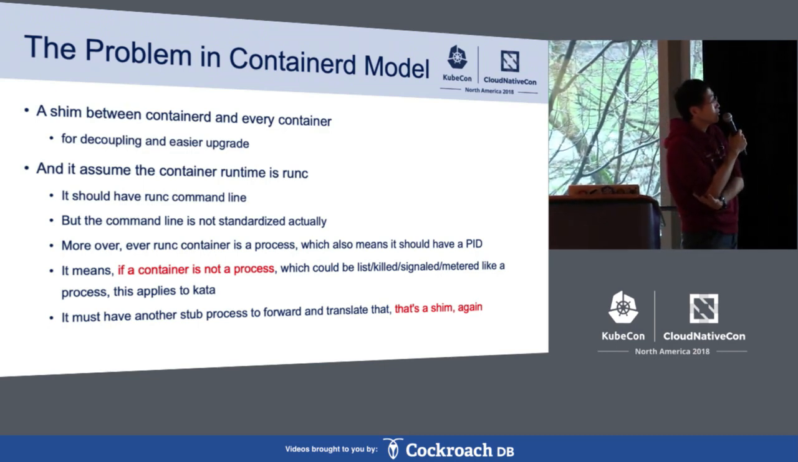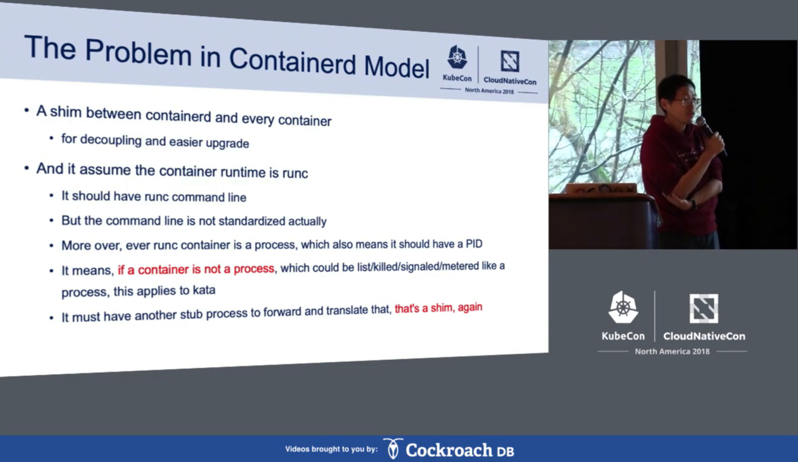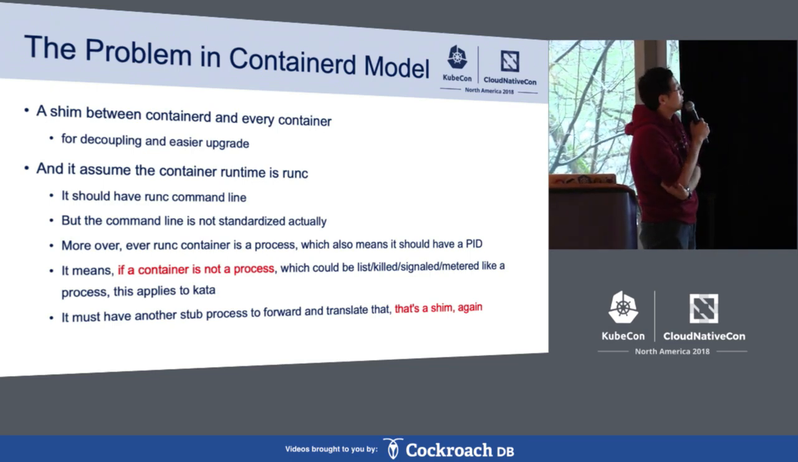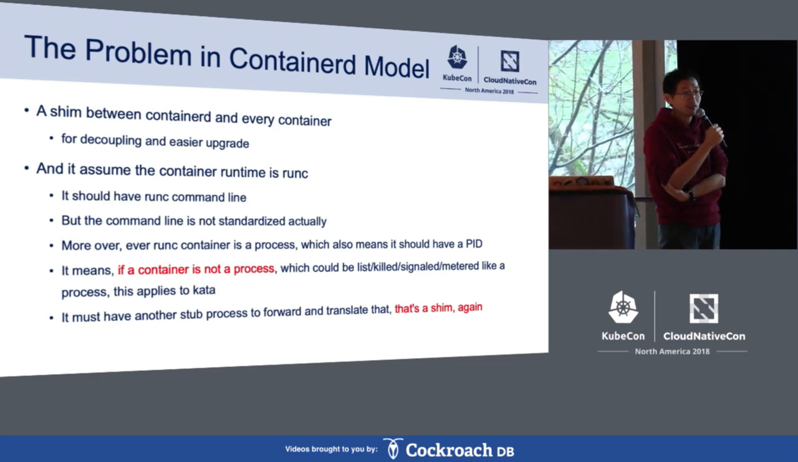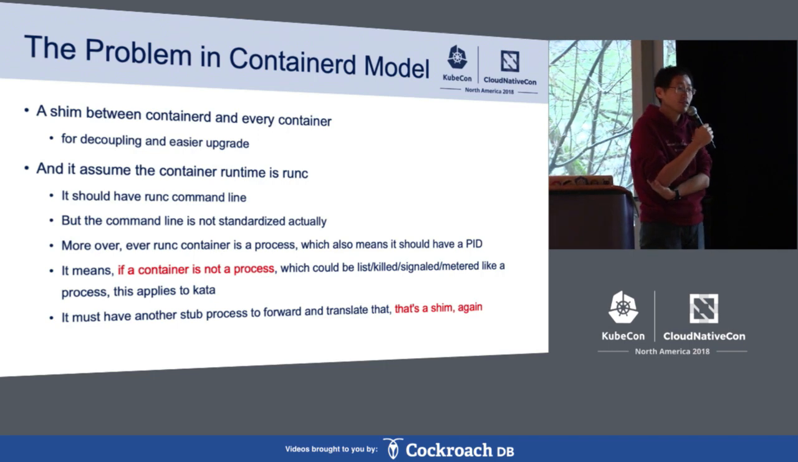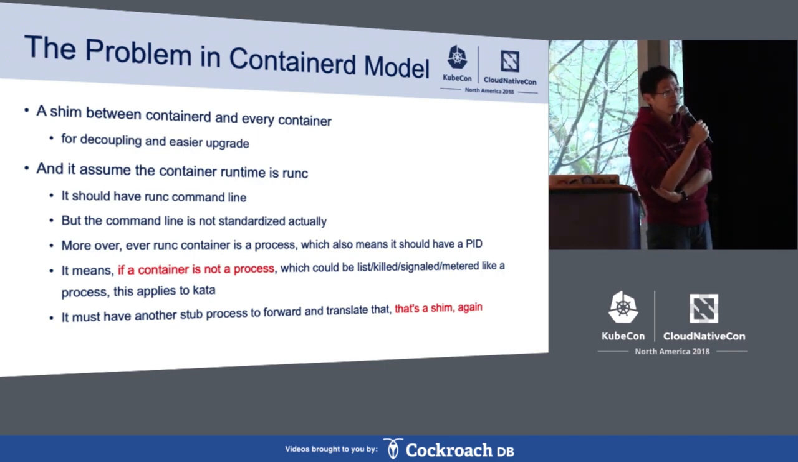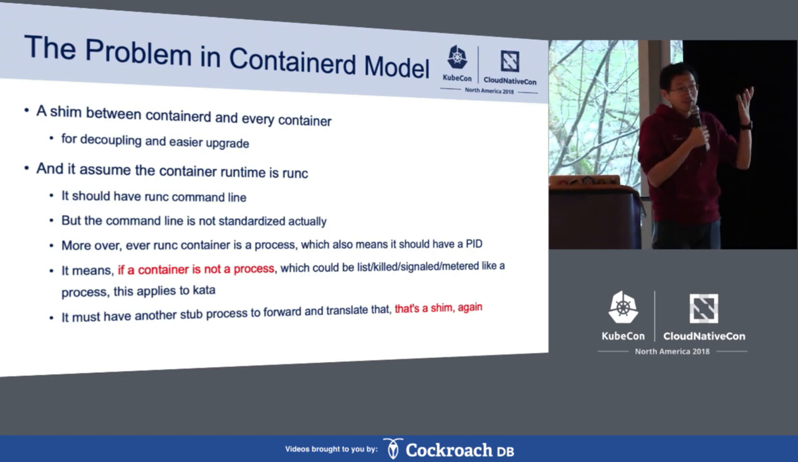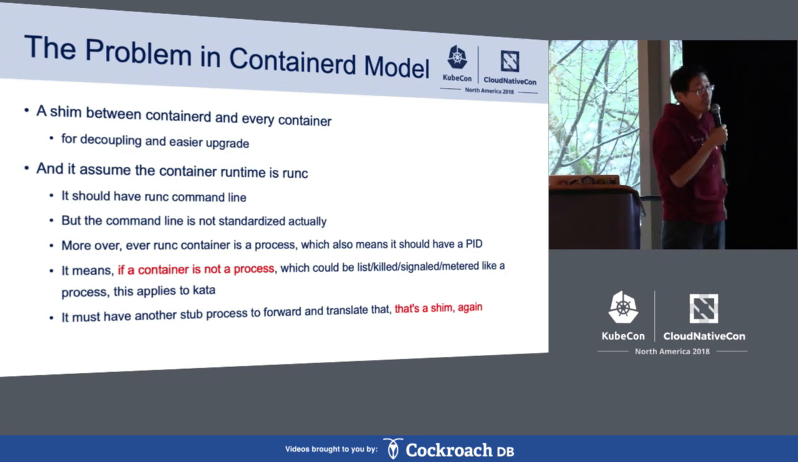The shim itself is just there to reap the process of the container, and it can decouple the Kubernetes daemon from the running processes of the containers. So if you upgrade Kubernetes, or Kubernetes itself crashes, that won't affect any running containers. The idea here is to decouple things with an indirection layer for Kubernetes.